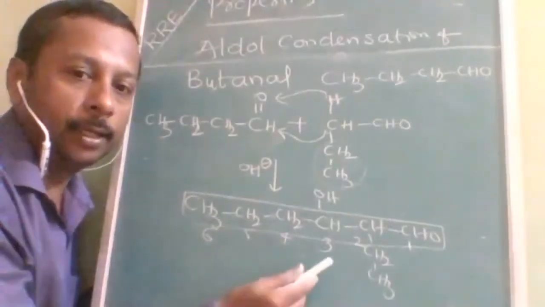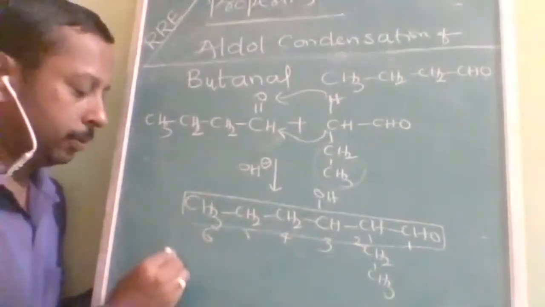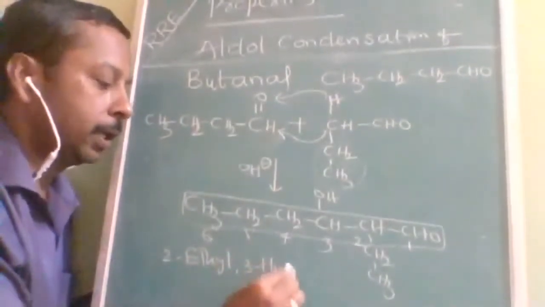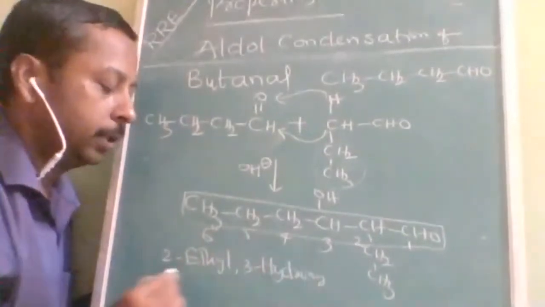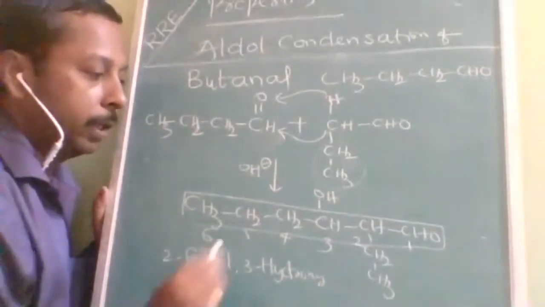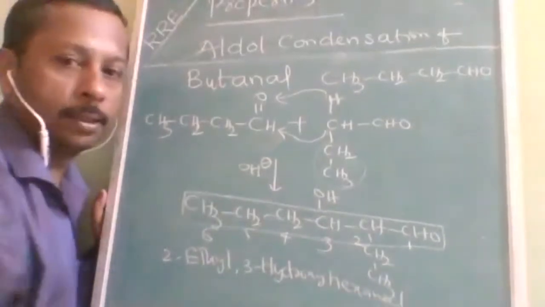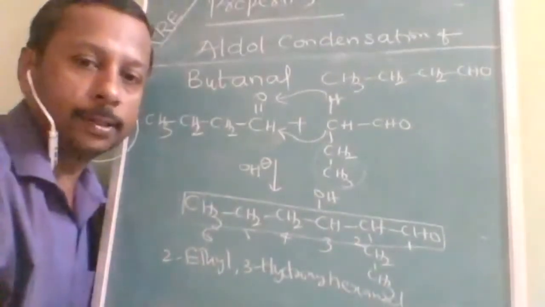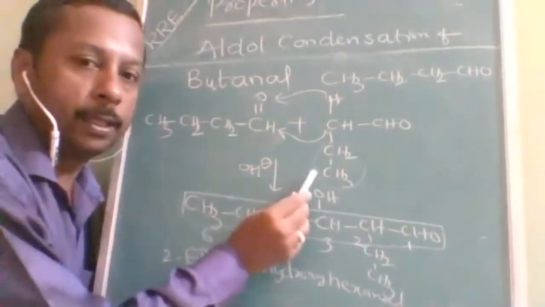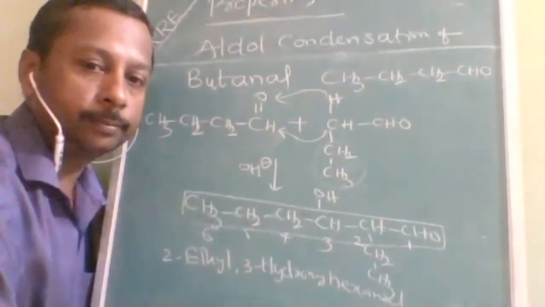So 3 hydroxy and 2 ethyl, which is to be written first? 2 ethyl. So 2 ethyl, 3 hydroxy. We have to follow alphabetical order: E comes before F, G, H. So 2 ethyl, 3 hydroxy. How many carbon atoms are there? 6, hexanal. What is the answer? 2 ethyl 3 hydroxy hexanal is the final answer. Is it understood? This mistake I am repeating again and again, and you should not commit this mistake.